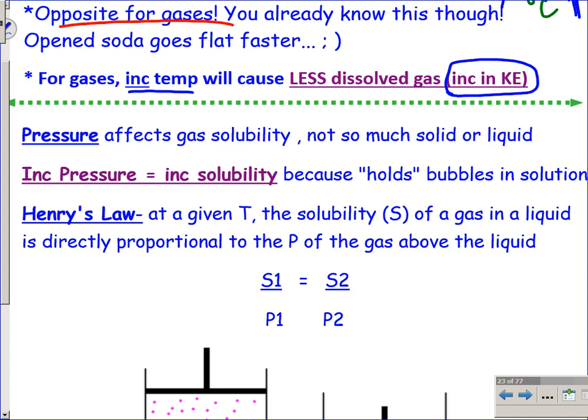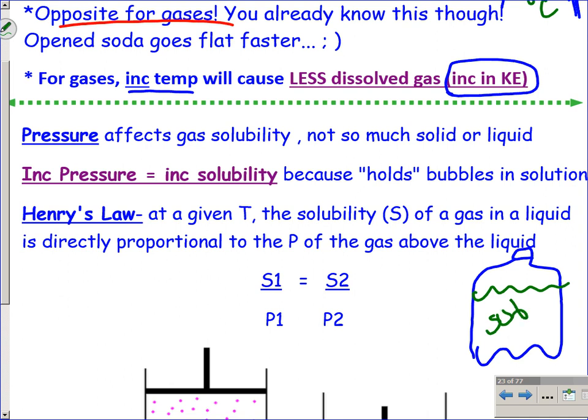What does lots of gas bouncing around and colliding with the container walls cause? Pressure. Right, so here's a soda bottle. Looks like a soda bottle. Okay, so we have our soda with our carbon dioxide bubbles in here. So what's up here?